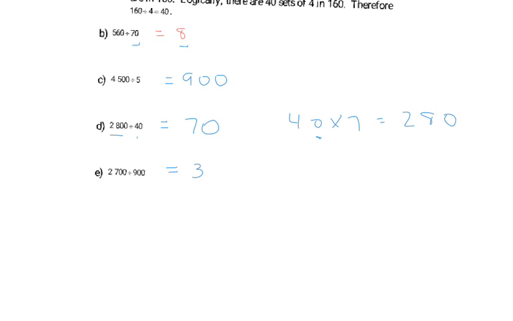So the division ones are just a little bit trickier, and I find the easiest way to get the correct number of zeros is to turn it into a multiplication question and check the answer. And that's it for this lesson.